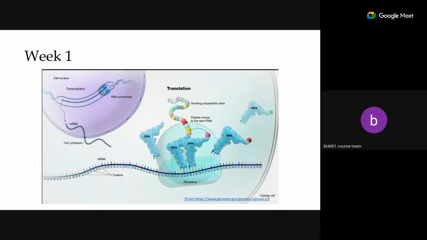Okay, so these sets of three nucleotides are called codons, and for every codon, we will be sticking one tRNA, which will have the complement of this codon at one end, and on the other end, there will be an amino acid on this tRNA. So those amino acids will keep on sticking to each other, forming the protein. Okay, that is the process of translation, and this is what week one was based on.